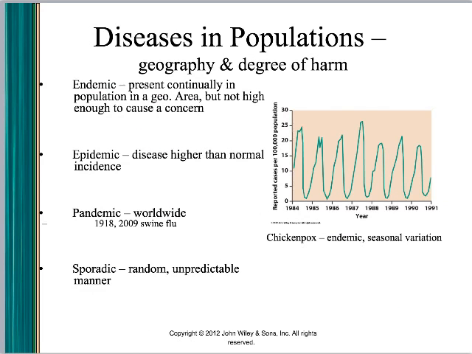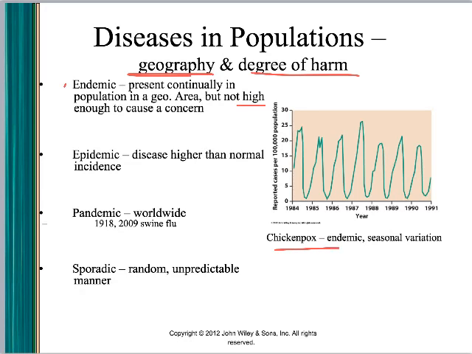Okay, now more things. So when we talk about disease in populations, there's some terms that are used to describe it. So, and these depend on geography, like where it's located and how bad it is. So how many people are really sick. So if it's endemic, so something is endemic, it's always present in that geographical area, but it's usually not high enough that it's causing enough harm to cause a concern. Okay, so it's just always in there.